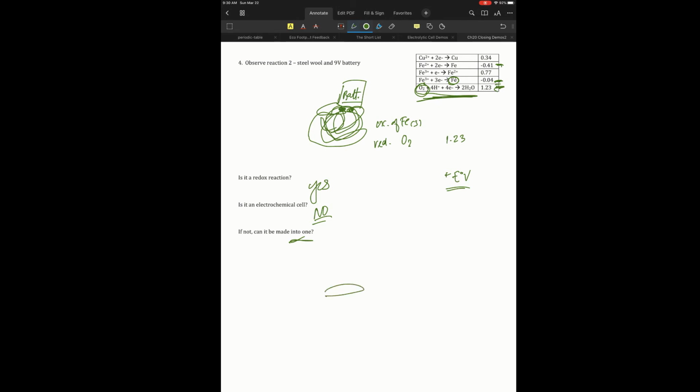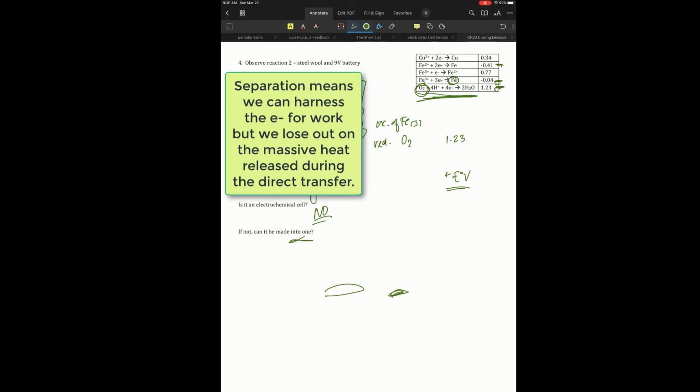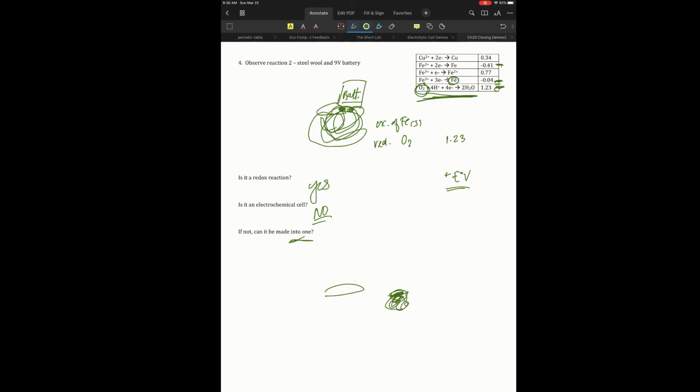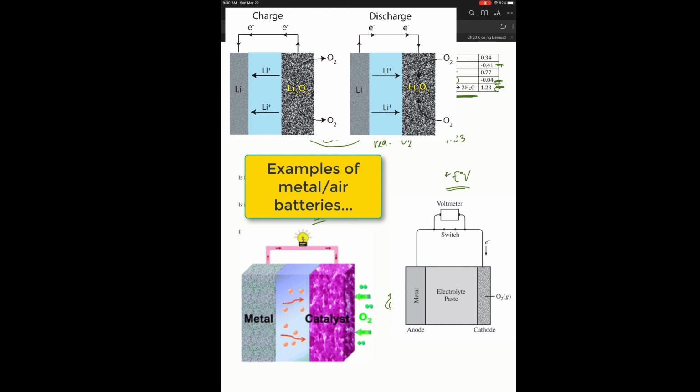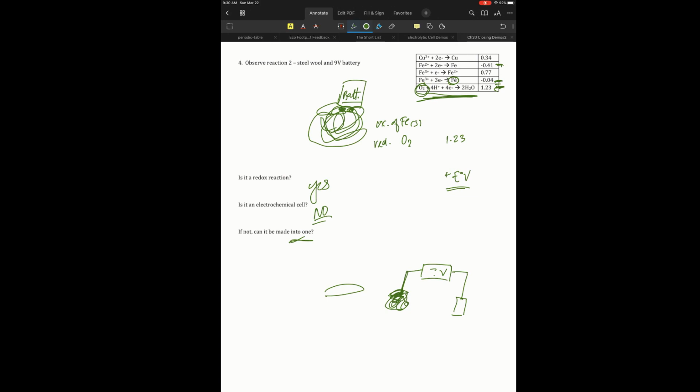Absolutely. We could have a half cell with our steel wool, which would be our iron, connected to an electrode, which would then be connected to a voltmeter, or a battery or a fan or something. And we would have another electrode that is exposed to oxygen, just open to the air. And we would have a salt bridge that connects these two. You can go look at some of those options online.